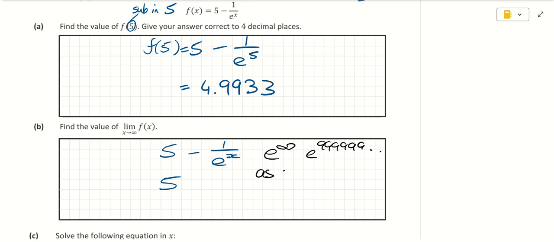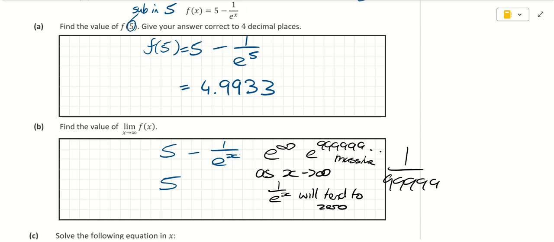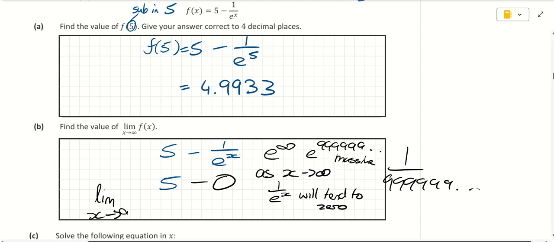So as x tends to infinity, then 1 over e to the power of x will tend to 0. Okay, so sorry, that won't turn into 0. That will turn into an infinitely big number. So that's a massive number. So this will become basically 1 over like so many 9s that it won't be relevant anymore. So this will just basically become 5 minus 0 at that point. So the limit as x tends to infinity is just 5 minus 0, which is 5.